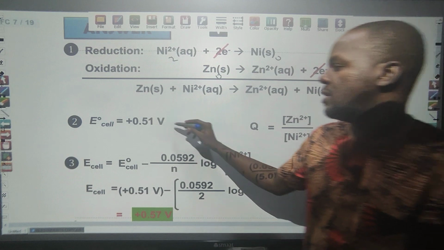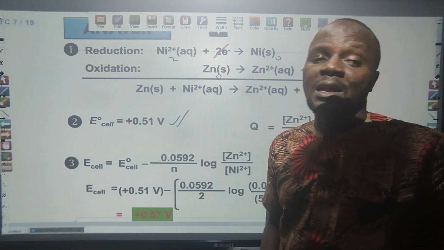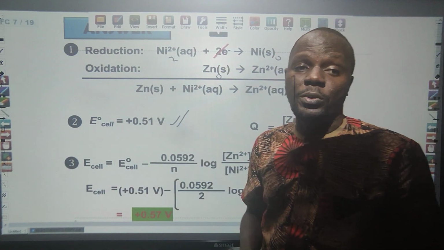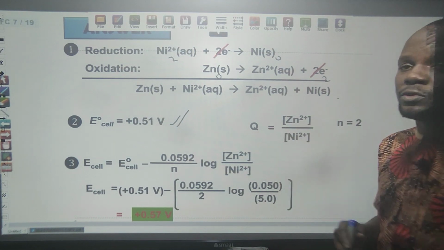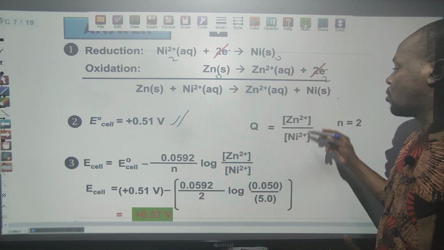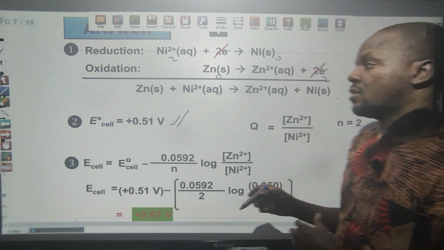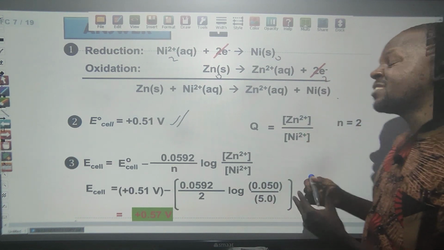So, as given in the equation, the standard electromotive force of the cell is given to be 0.51. Now, the Q that I told you about, the concentration, that is of the product. Everybody knows that word. The product is always what?